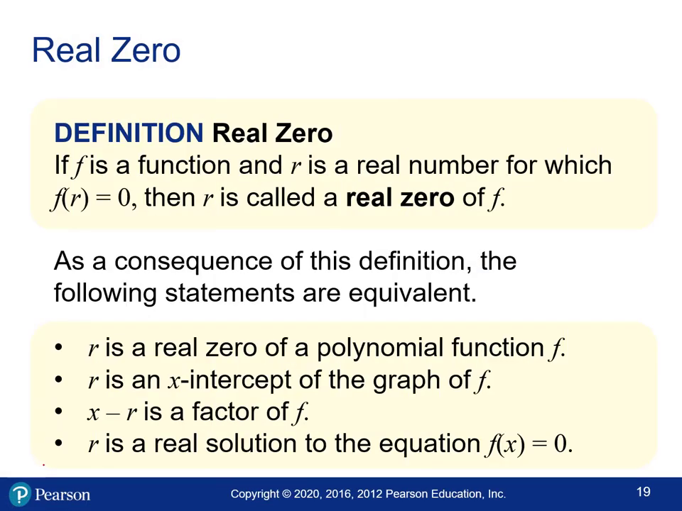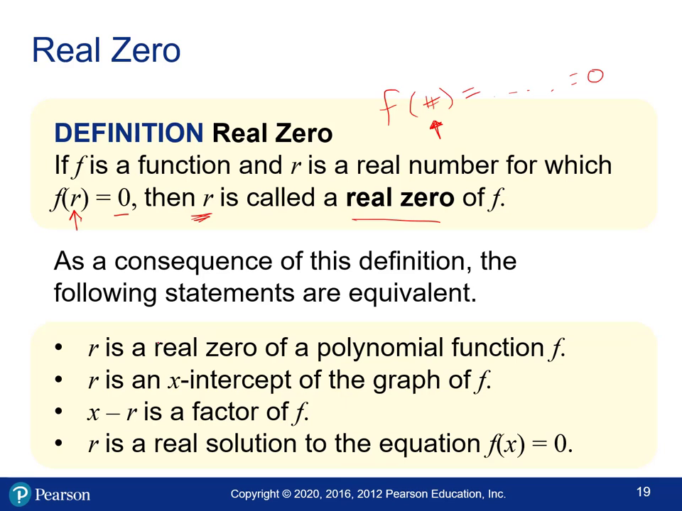Alright, so our definition of a real zero. The real zero is the number, we're calling it r here, that when you plug it into your function, the result is 0. So when you take a number and plug it into your function, if the answer when you do your computation is 0, then that's what we're calling a real zero, the number that we plugged in.